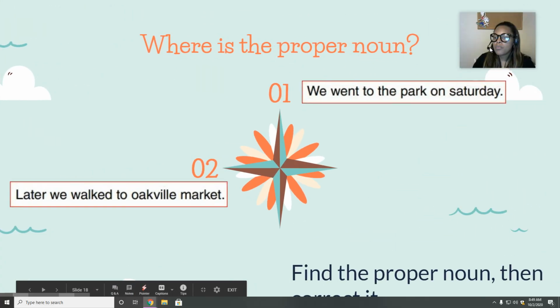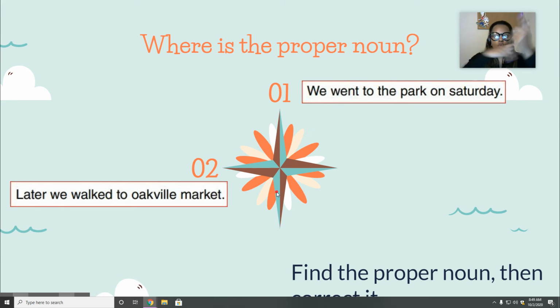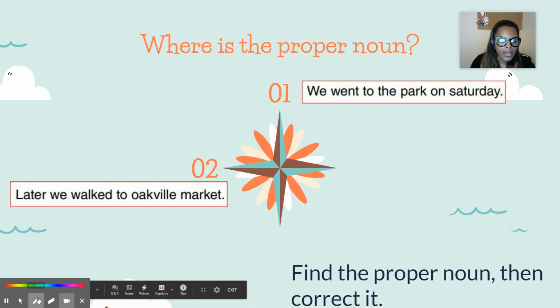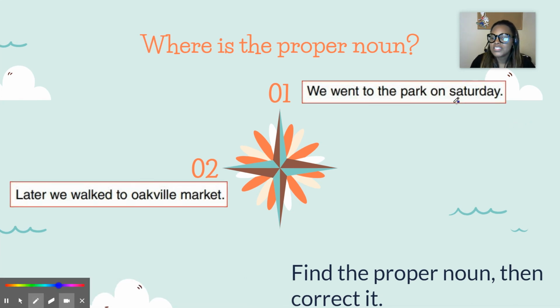So where is the proper noun? Here's my compass because we need to know where to go. Where is the proper noun? Let's find them in our two examples. Our first example: we went to the park on Saturday. Now remember, proper nouns are special, and they are names. Yes, days of the week. So I'm going to underline my proper noun here, which is Saturday. So this S should be capitalized.